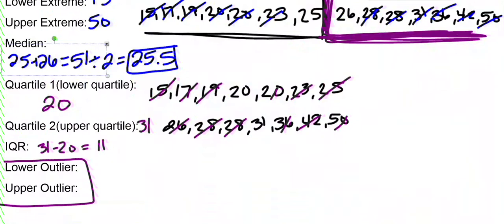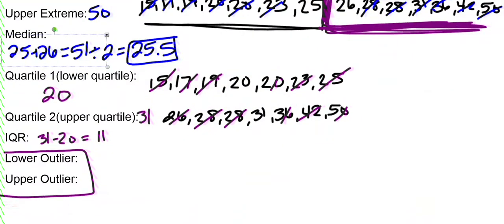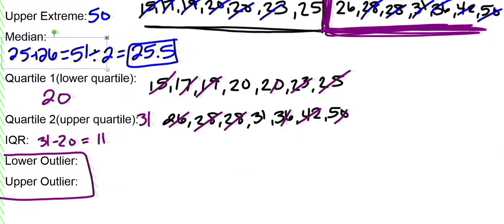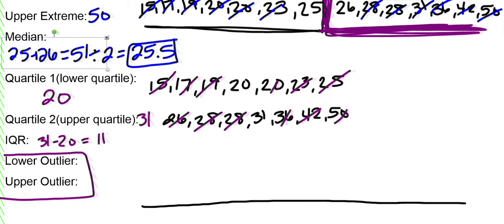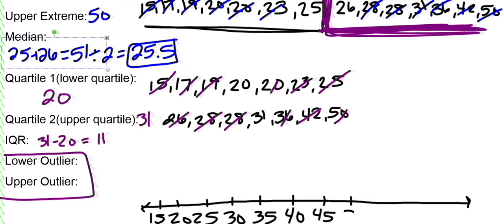I'm going to find these two things, lower outlier and upper outlier, in just a few minutes. Right now, I want to go ahead and create my box and whiskers. So the very first thing I'm going to do is draw a number line. I'm going to go by fives, starting with 15 and going to 50. So I have 15, 20, 25, 30, 35, 40, 45, 50. And of course, you can go more if you have room or your heart desires.